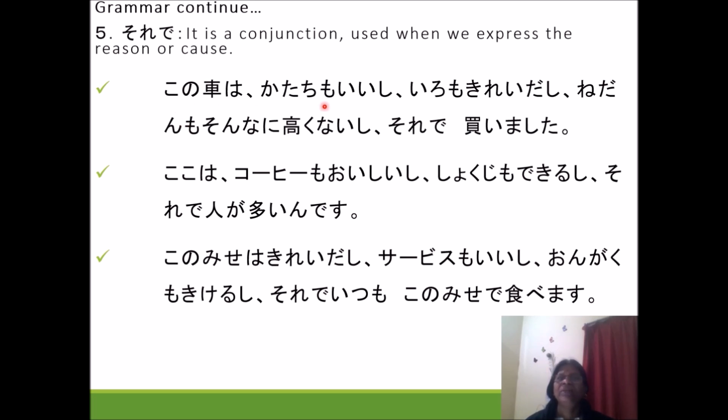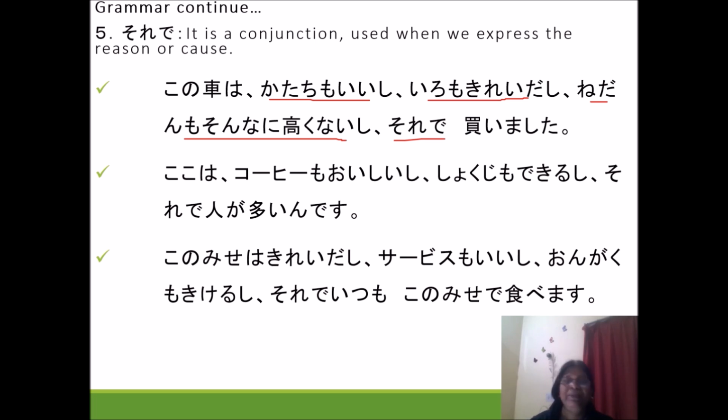Kono kuruma wa katachi mo ii shi, iro mo kirei da shi, nedan mo sonna ni takaku nai shi, sore de kaimashita. Here you find, katachi mo ii shi, design is good or shape is good. Iro mo kirei da shi, the color is beautiful. Nedan mo sonna ni takaku nai shi, sore de kaimashita.